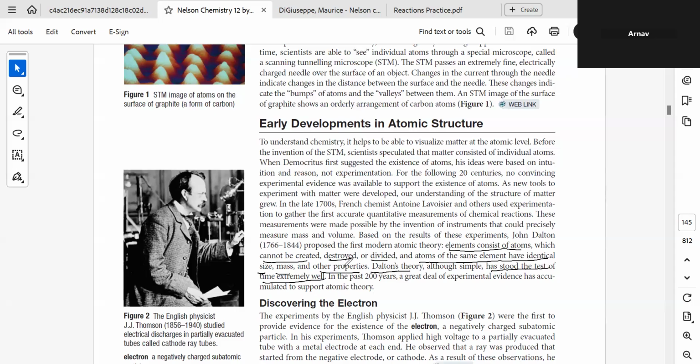But what he said, that it cannot be created, destroyed, or divided, gradually started changing. That means now we can create new atoms, we can destroy atoms, we can divide atoms. The technology is gradually getting so advanced that this is achievable.